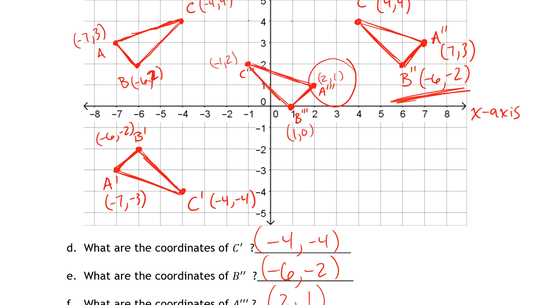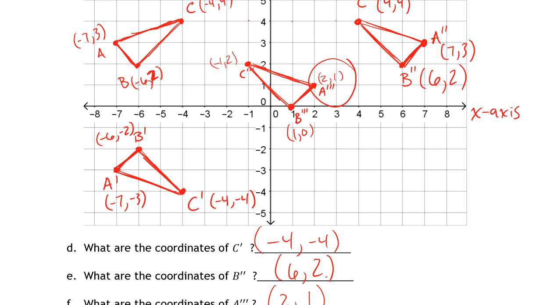I just made a terrible mistake. I'm looking at B and I'm like, wait a minute, that's in the first quadrant. There's no way that those are negative numbers. And it's a good thing I caught that just now because I would have lost points on my test. So this is at 6 comma 2.